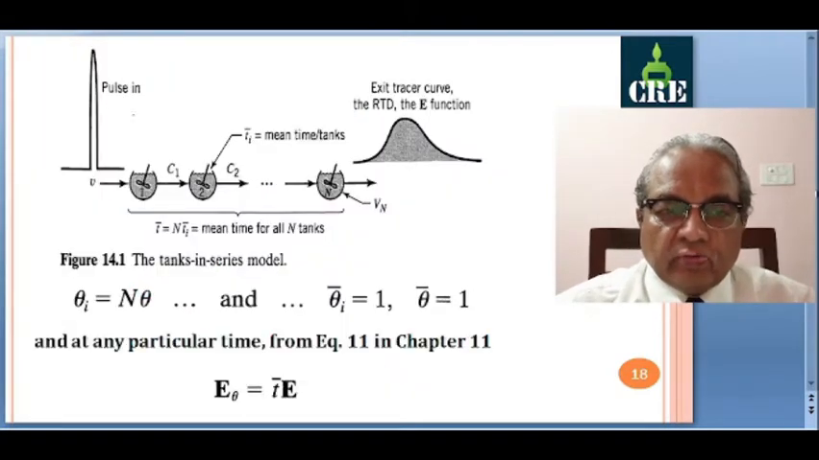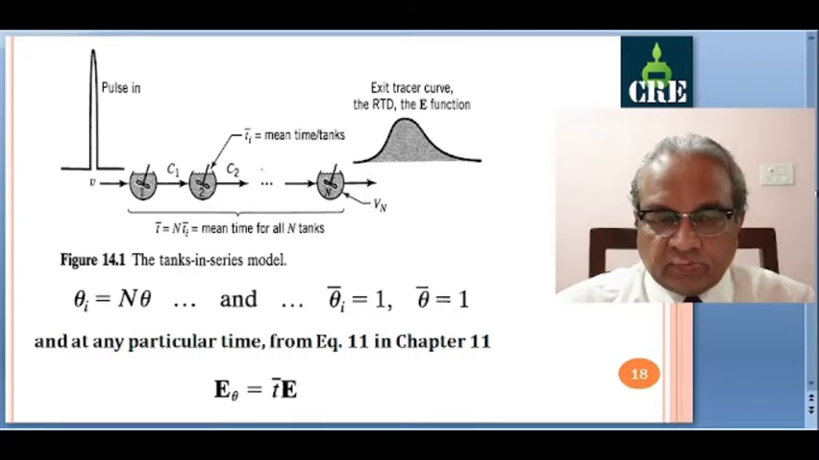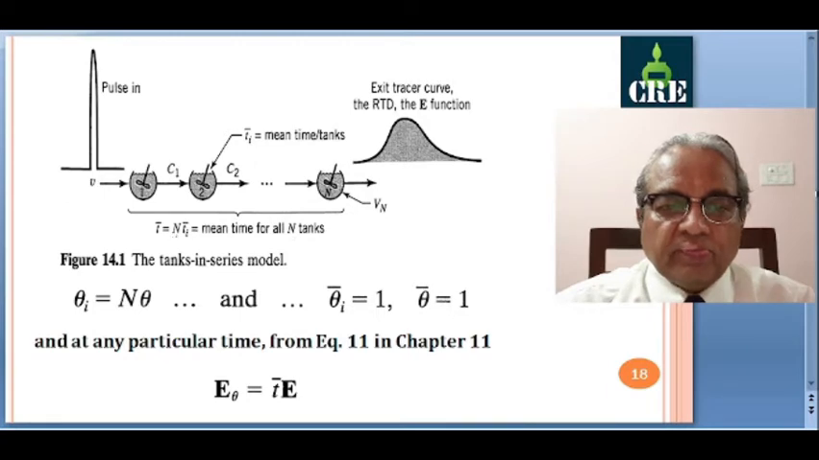Now in our experiment, these are C1, C2, C3, C4, different concentrations. This is the concentration leaving the first reactor, the concentration leaving the second reactor. These are tracer concentrations, not the reactant. It is non-reactive material. So this is the nth tank. So the mean time for all n tanks will be simply n into t_i. So if n is equal to 3, this is 3 tanks, t1, t2, t3.